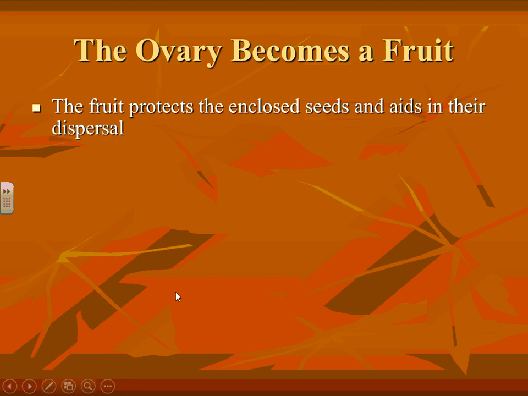The fruit helps to protect the seeds that are enclosed inside of it, and also aids in the dispersal of the seeds. So by having a fruit, it might attract animals to eat it, and once they eat it, they help disperse the seed. So the fruit is a really helpful thing to help get those seeds spread.